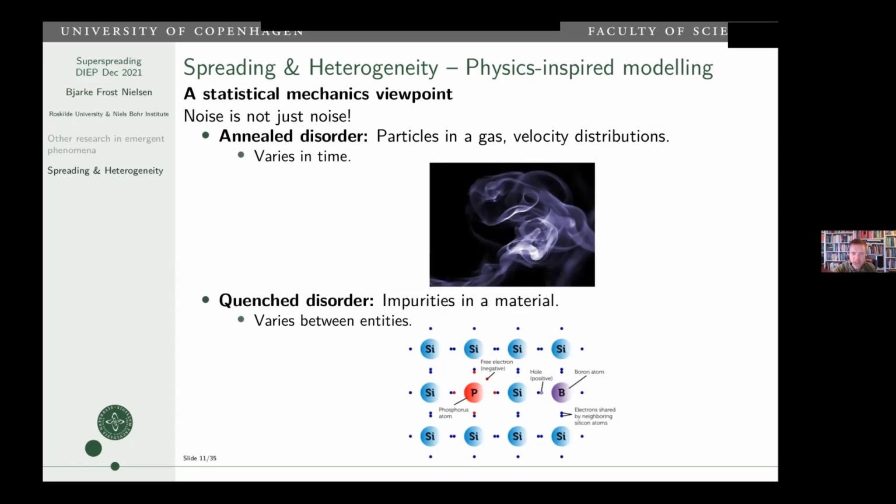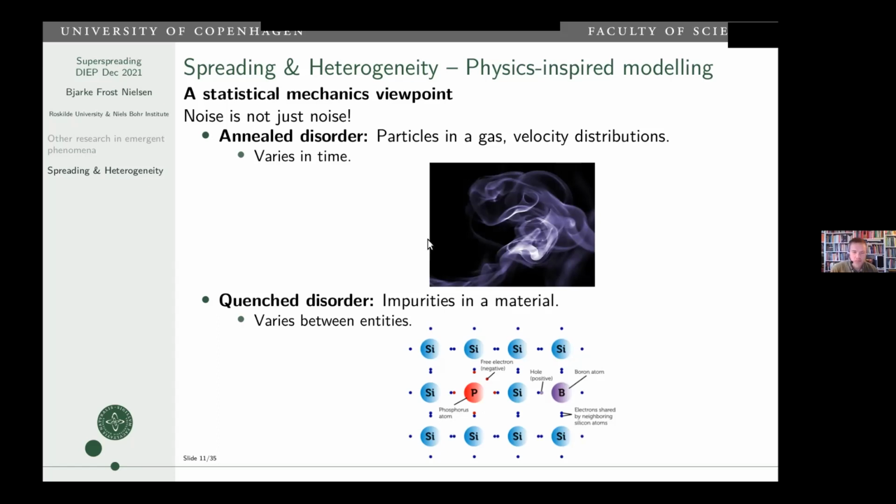So to take a statistical mechanics viewpoint, or statistical physics viewpoint, on this, it's very important to distinguish between types of noise or types of disorder. Noise is not just noise. You probably all know this, but it's important to keep in mind that noise could mean annealed disorder, which is like particles in a gas. You have some variable that's stochastic, but it's fluctuating in time for each entity, so each particle in this case. So you have all the particles going around, and they change velocities once in a while. But overall, you know that the velocity follows some specific distribution. But it's not a fixed property of each particle. So if you measure one particle at one time and the same particle at a later time, it will have a different velocity.